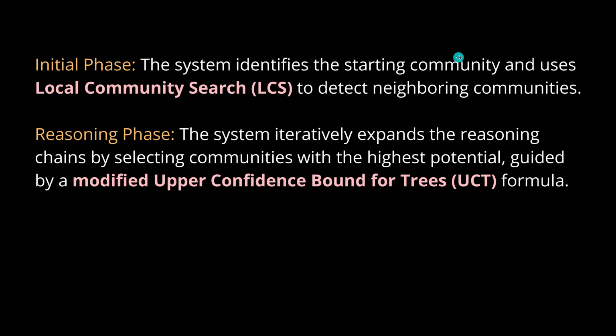We identify here a starting community and use a local community search to simply detect neighboring communities, semantic communities that are really close to our starting communities. And then in the reasoning phase, you know what we do? We apply a Monte Carlo tree search, and we have here a modified Upper Confidence Bound for Trees formula.